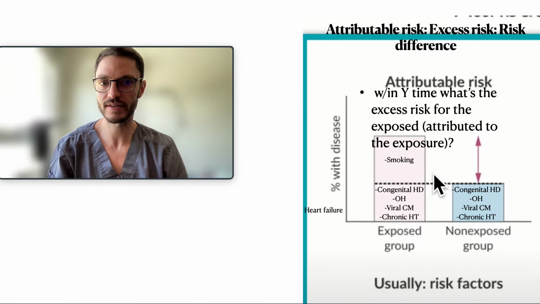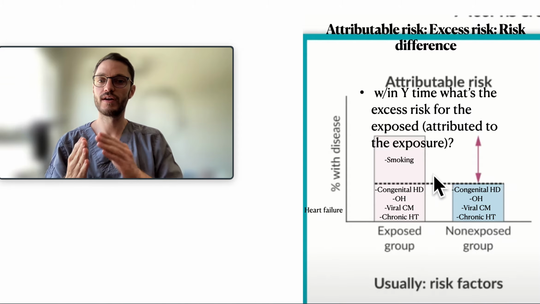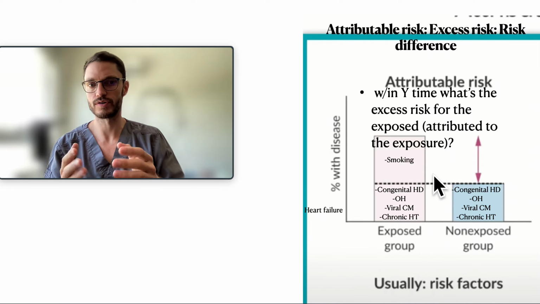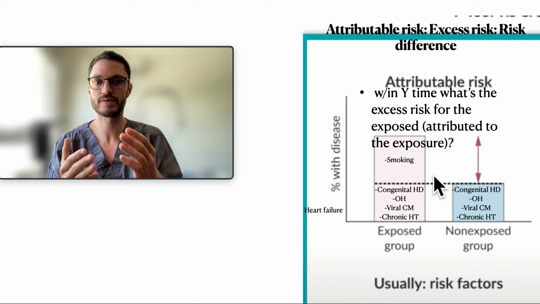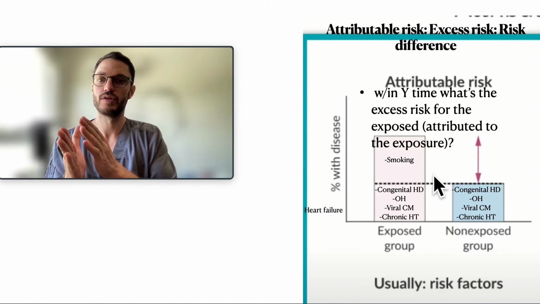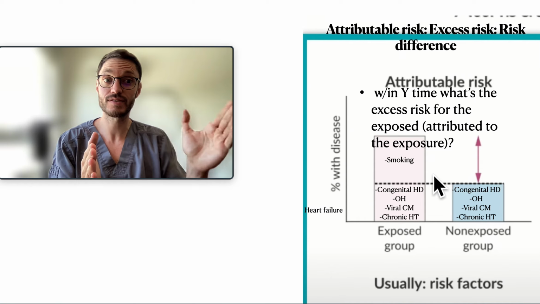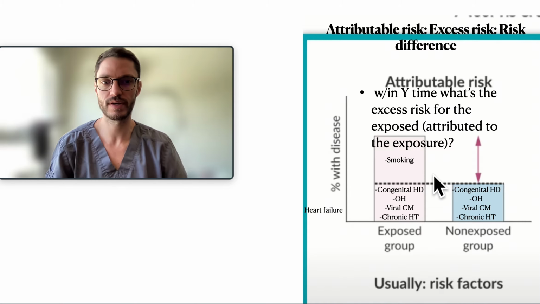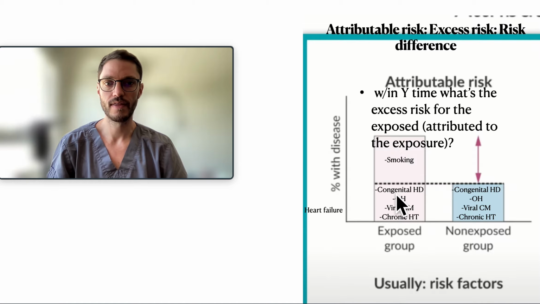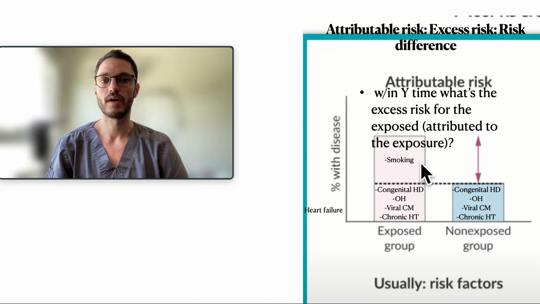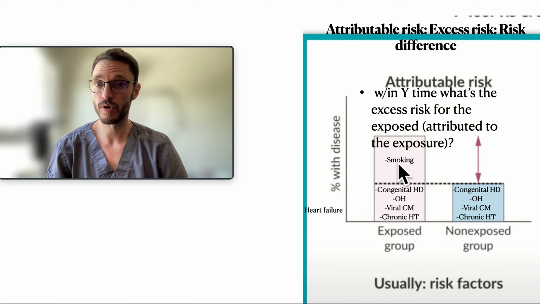So what does attributable risk answer? Within y time. Once again, in order to define risk, you need time. That's a common denominator in evaluating risk. Within y time, what's the excess risk or the extra risk? Right here you can see this is extra. This percentage is more than this one. So what's the extra risk for the exposed, or in other words, attributed to the exposure?